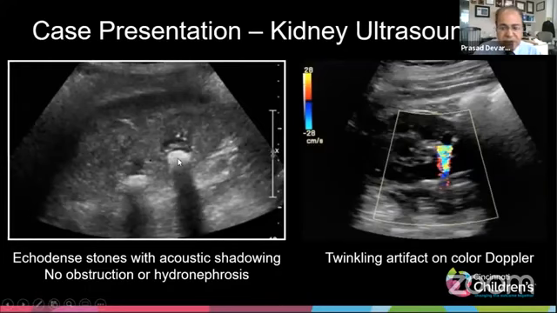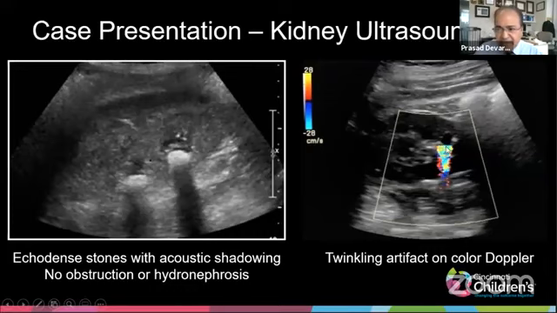If you don't see this acoustic shadowing, then these could be either fat or blood vessels or lymph nodes or something, but not stones. So this very much suggests to us that this young man had kidney stones in both kidneys. And then we do another thing called a Doppler examination. And by Doppler, we see this so-called twinkling artifact. Very, very pretty when you see it. And that is, again, very classical.